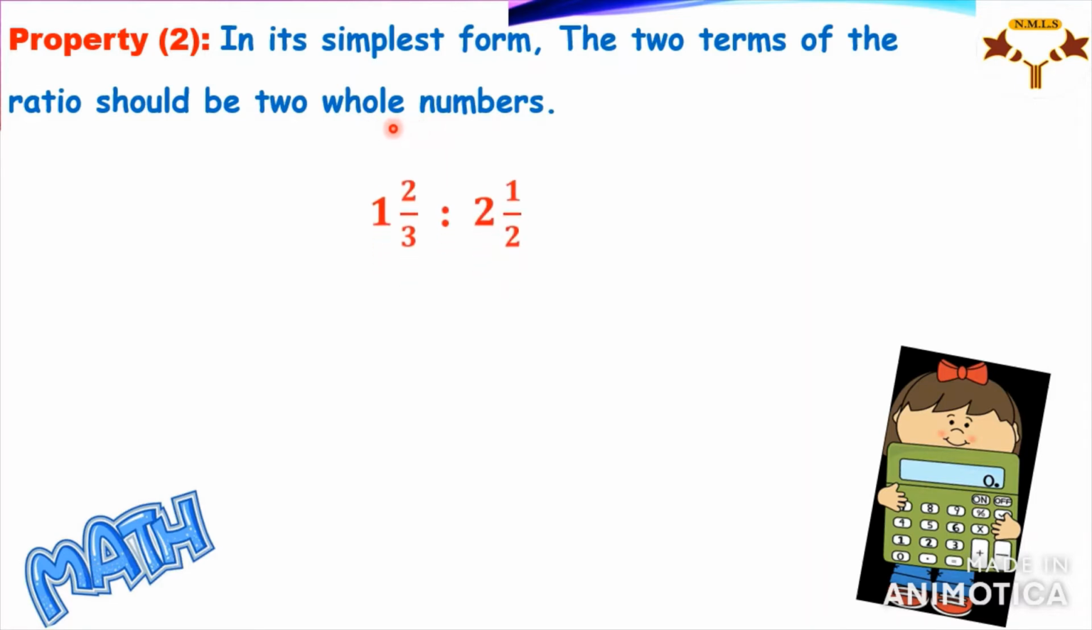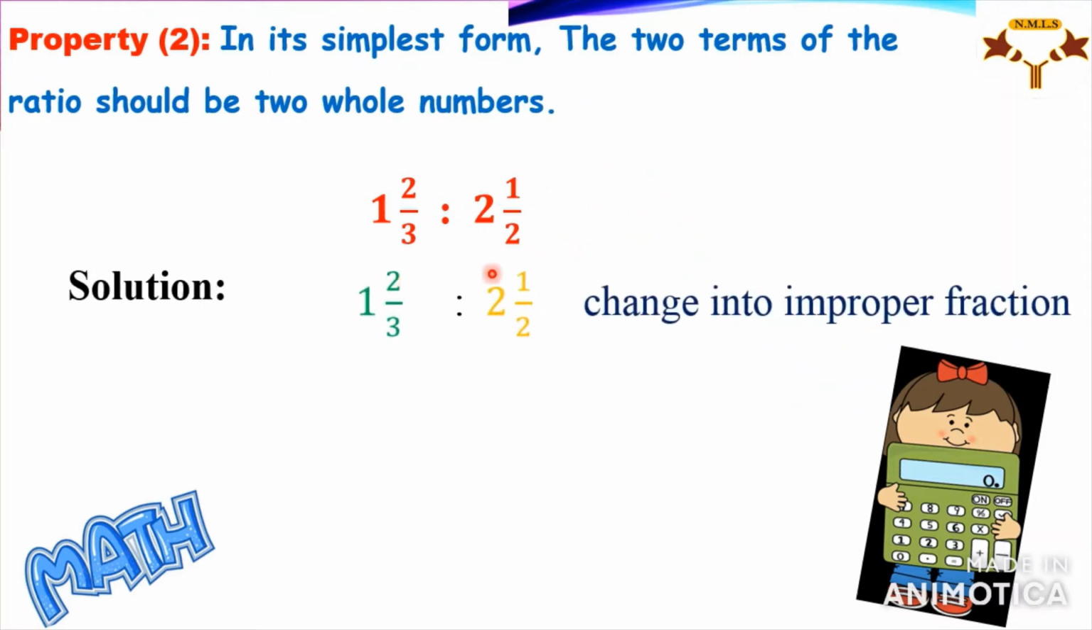So if I have two mixed numbers like this, 1 and 2 over 3, to 2 and 1 over 2, and I want to find the ratio between them, I must convert them into two whole numbers. So first, I will change these two mixed numbers into two improper fractions.